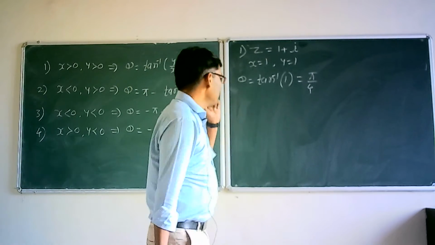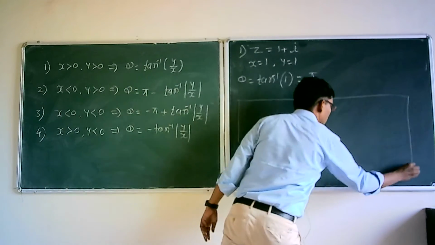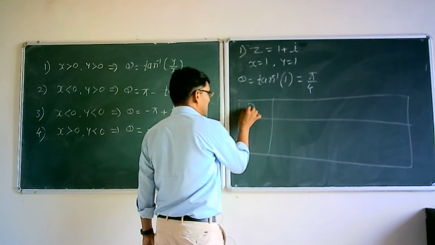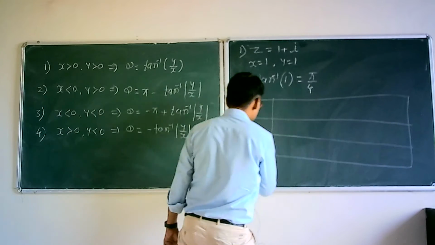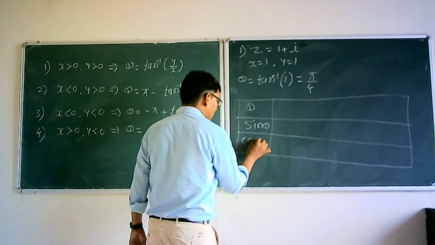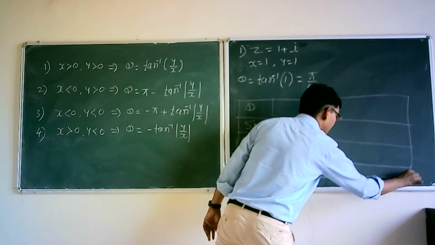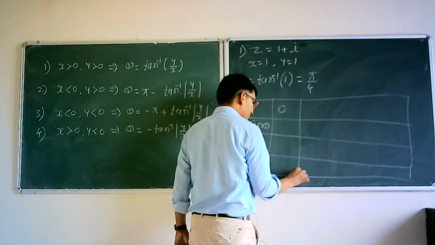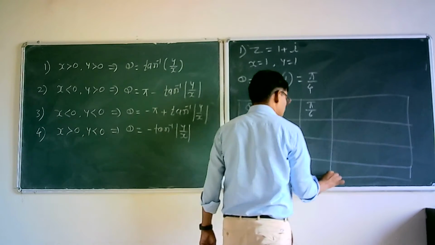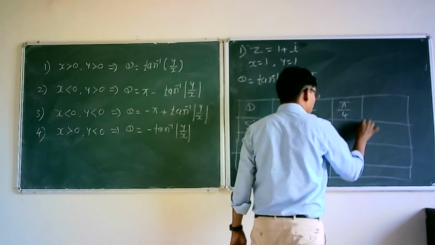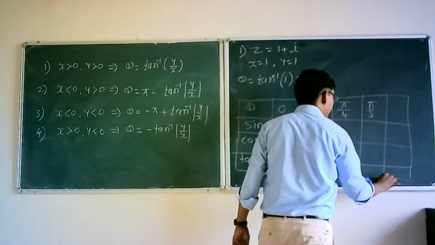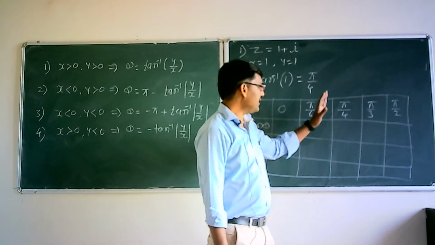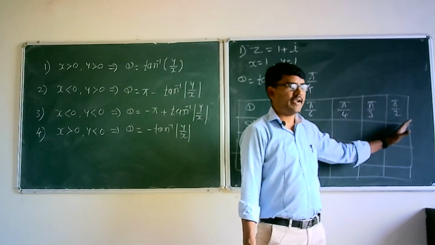For that you must memorize this table. If this is the theta, then this is sin theta, cos theta, and by using this you can find tan theta. So what are the standard angles here? 0 degree, then pi by 6, then pi by 4, pi by 3, and pi by 2. That is 0 degree, 30 degree, 45 degree, 60 degree, and 90 degree.